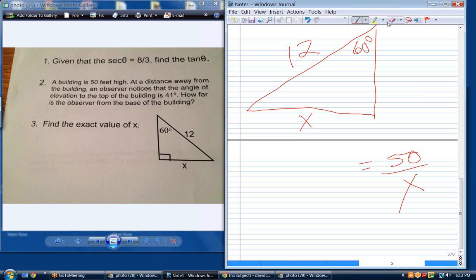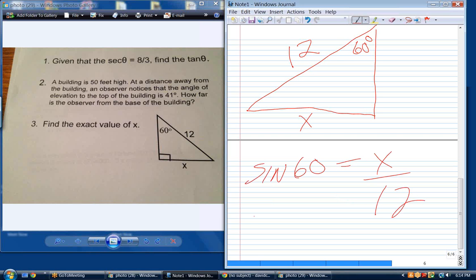Okay, so what trig function allows us to solve for x in this model here? Sine of 60 equals x over 12. Okay, you got it. Cool. That's all it is, finding the appropriate trig function to deal with the two values you have.